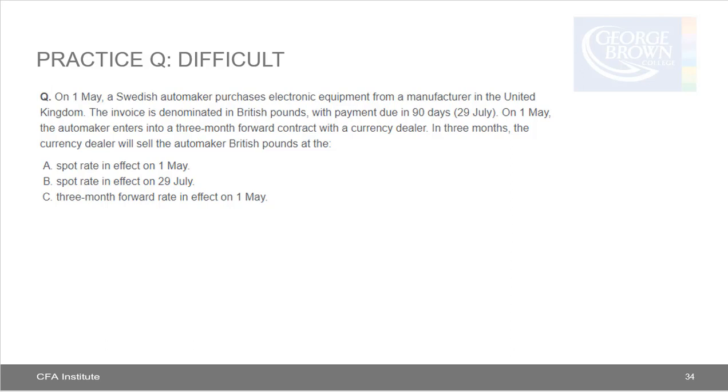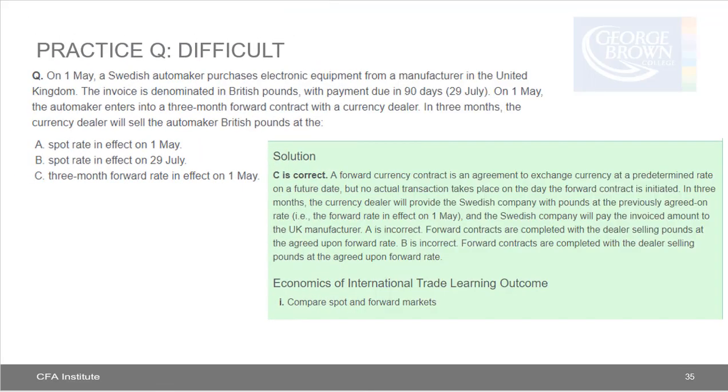In 3 months, the currency dealer will sell the automaker British pounds at the A, spot rate in effect on 1 May, B, the spot rate in effect on 29 July, which is 90 days later, or C, the 3-month forward rate in effect on 1st of May. Actually, I don't think that question is all that difficult. So C is correct. A forward currency contract is an agreement to exchange currency at a predetermined rate on a future date, but no actual transaction takes place on the day the forward contract is initiated.